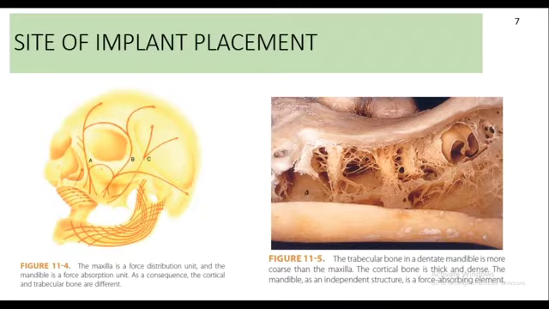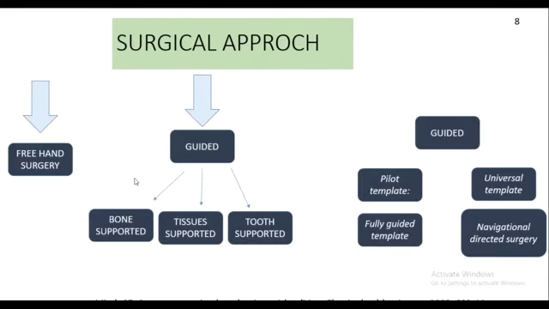So now, whenever you talk about the site of implant placement, it can either be a maxilla or a mandible. When you talk about the maxilla per se, it is the force distribution unit. And when we talk about the mandible, mandible is a force absorption unit. So all the forces which are there in the mandible are absorbed, whereas in maxilla they are distributed over the trajectories of the skull.